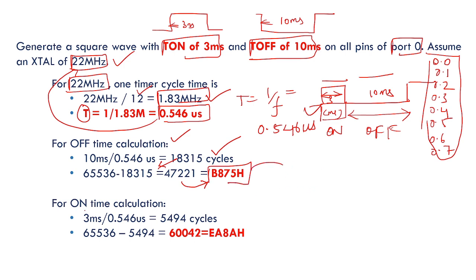Now you need to go for on time calculation. For on time, what is the delay? 3 milliseconds divided by the execution time for a single instruction, 0.546 microseconds. So you'll get 5494 cycles. Now this is the maximum count, 65,536, minus 5494, you will get 60042. The equivalent hexadecimal value is EA8A. This you have to load in the timer register. This is the logic behind this given program.